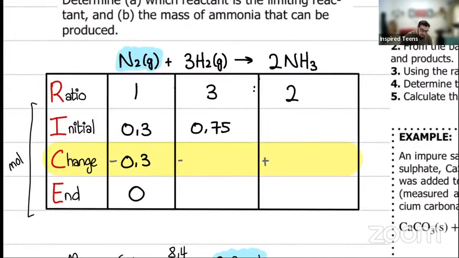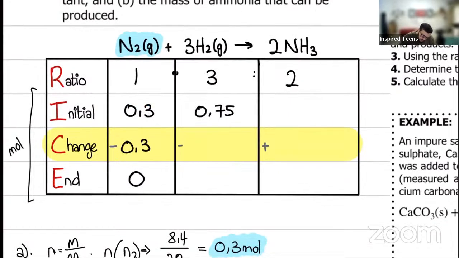There's one thing I want you to take note of here. This is a 1:3 molar ratio. But if we look at these initial amounts, they don't follow the molar ratio. Why? Look at it. It's a 1:3 molar ratio between nitrogen and hydrogen. But when I multiply this by 3, I get 0.9. Or if I divide this by 3, I don't get 0.3. They don't follow the molar ratio.